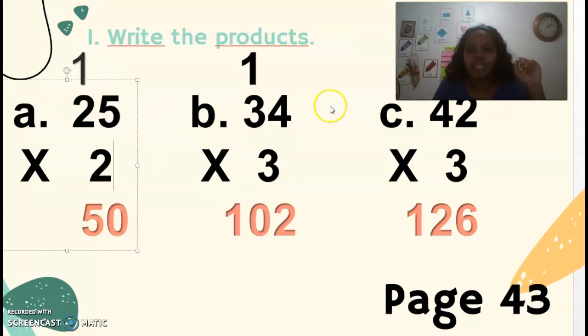Here we have letter B and also exercise letter C. You are going to complete the rest of the exercises, letters D, E, F, G, and H, alone by yourself. Then what you're going to do is, for example, look here. That is 3 times 2. How much is it? 6. So we are not carrying anything. 3 times 4 is 12. We are just going to write the number.